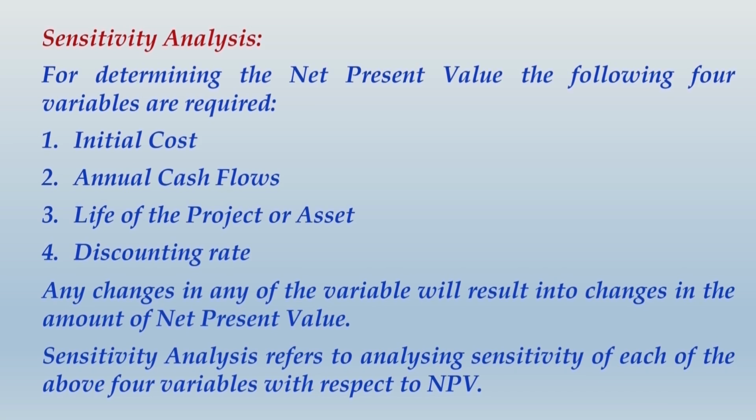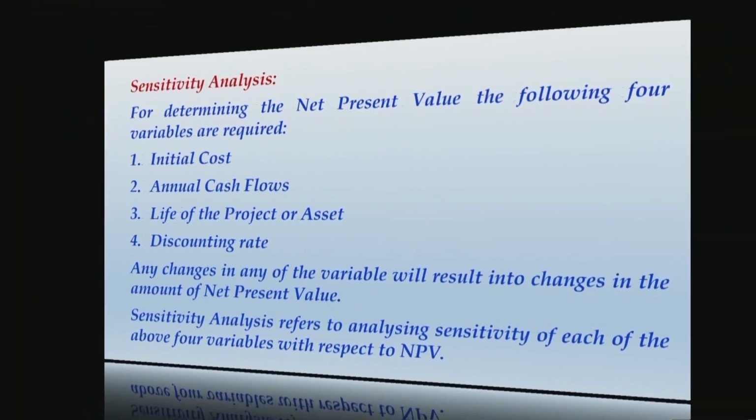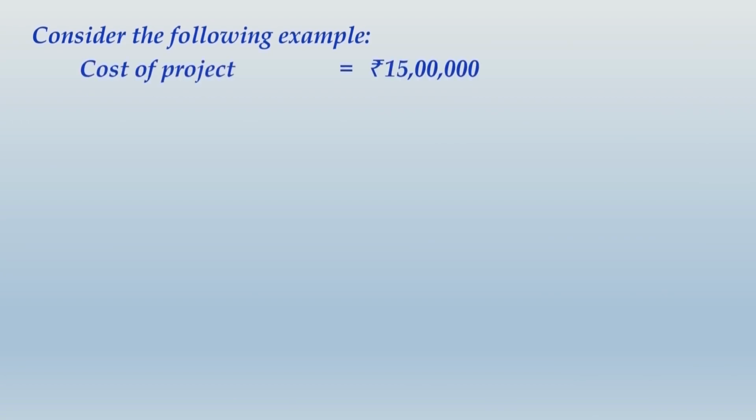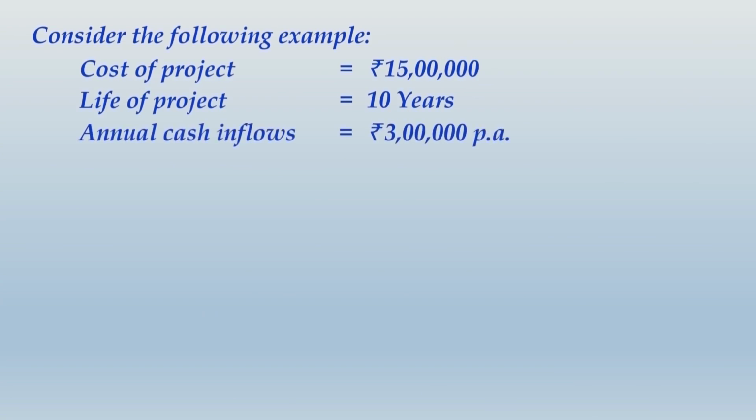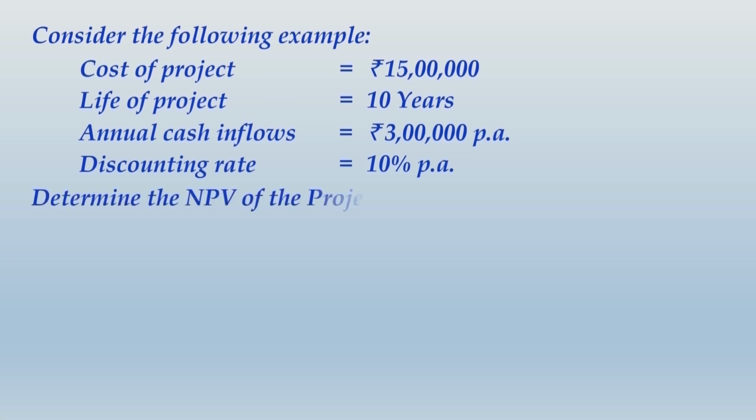Alright friends, once you have finished writing these notes, let us move ahead and take up a very important example. I want you all to first note down all this information. Once you write up all this information, we'll start solving this question. Cost of the project 15 lakhs, life of the project 10 years, annual cash inflow rupees 3 lakhs per annum, discounting rate 10% per annum. Determine the NPV of the project.